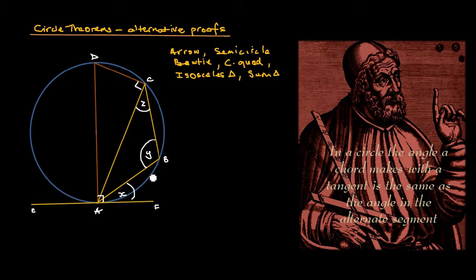Okay, so we want to prove that x equals z, and we're going to go about it by saying first of all that the cyclic quadrilateral theorem tells us that angle CDA is what? Well, it's 180 minus y. It's supplementary to y. So we can write that in. 180 degrees minus y is this angle here. And that's by the cyclic quadrilateral theorem.